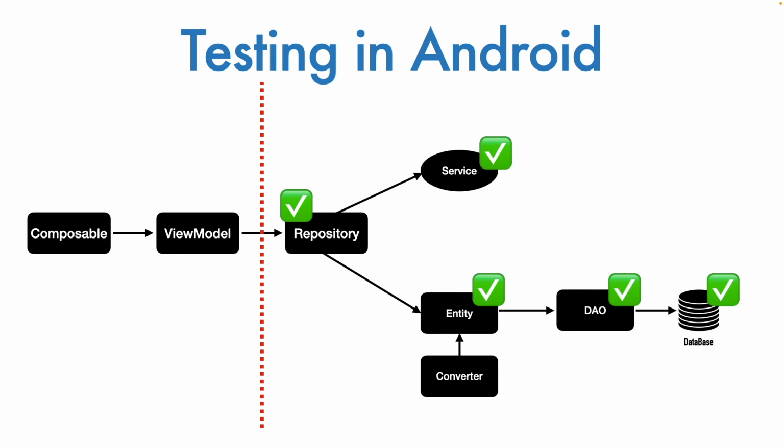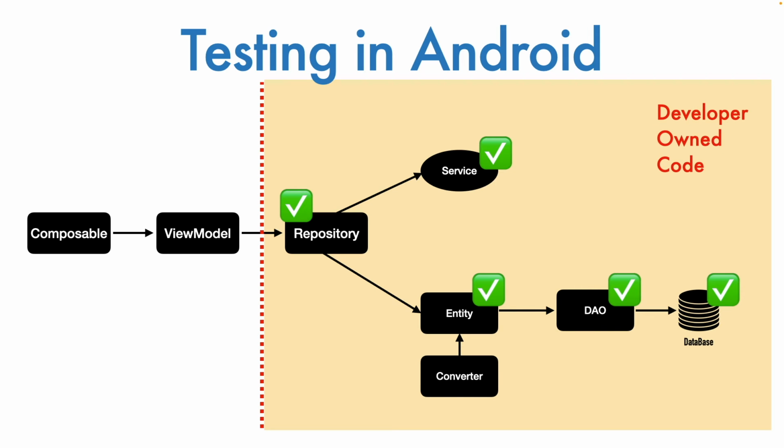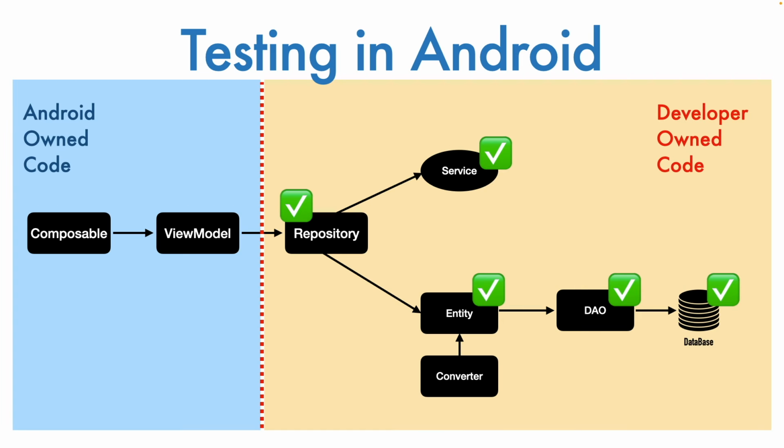Now I can divide this into two sections. One section, the right hand side, is after the view model, from the repository onwards. This part of the code is developer owned code, pretty much everything is written by the developer. Everything on the left hand side is Android owned code. For example, the view model and composable are managed by Android's framework. Of course, you write the code, but the management of the life cycle of the composable and view model is done by Android. So in that sense, it is not completely owned by the developer.